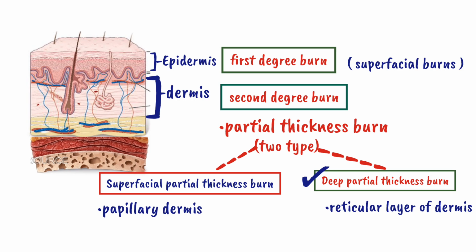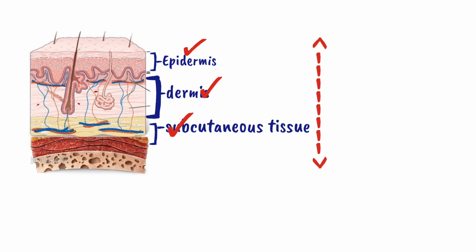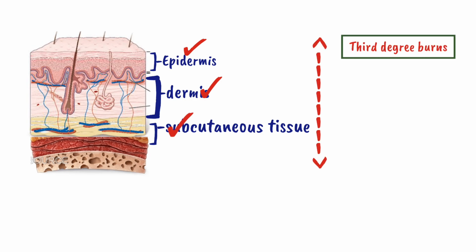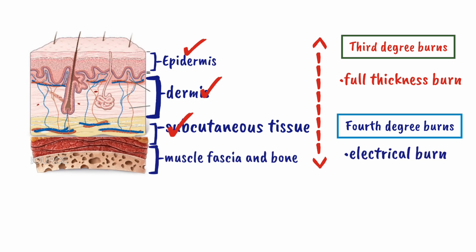Other than the second degree burn, whenever the depth of burn extends till the subcutaneous tissue, meaning it involves the epidermis, dermis and the subcutaneous tissue, it is called a third degree burn. The third degree burn is also called a full thickness burn. At the last there is the fourth degree burn. The fourth degree burn is an extensive burn that involves epidermis, dermis, subcutaneous fat, muscle, fascia and bone. The fourth degree burn is found in electrical burns. These are the 4 degrees of burn on the basis of thickness.